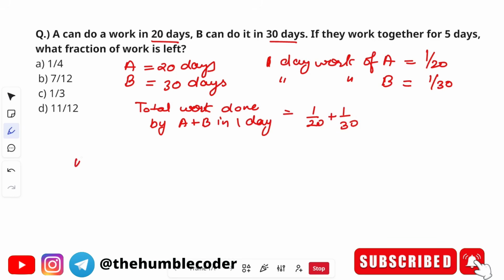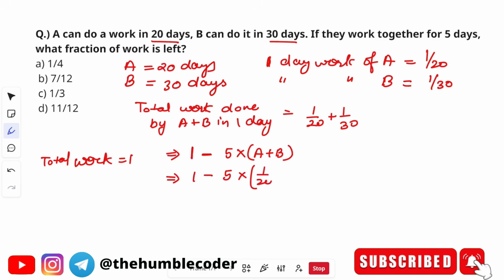We already know that the total work is always 1. So we will create an equation where out of the total work we subtract the work done by A and B in 5 days. Our equation will look something like this: 1 minus 5 multiplied by 1 by 20 plus 1 by 30. This is the work done by A and B in 1 day, so in 5 days, how much work will they do? Multiplied by 5, that is what we have done here.